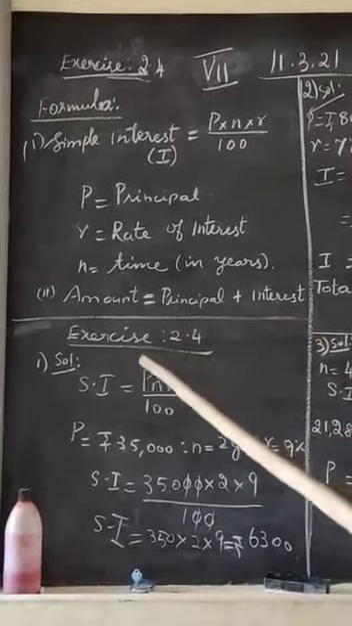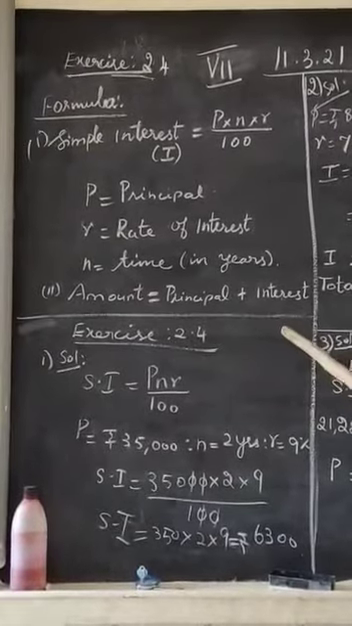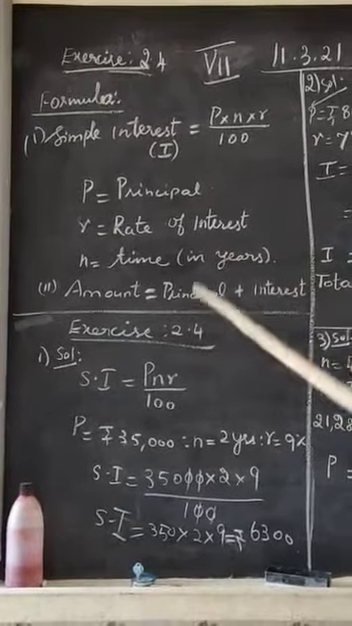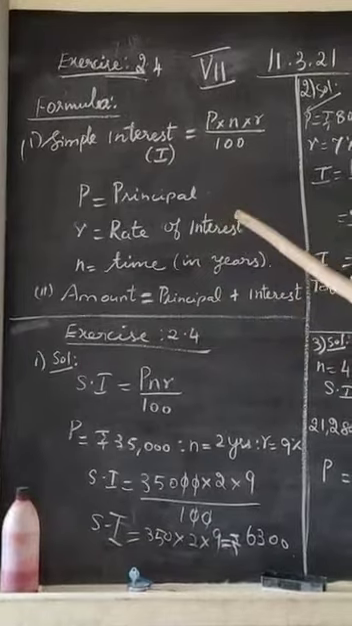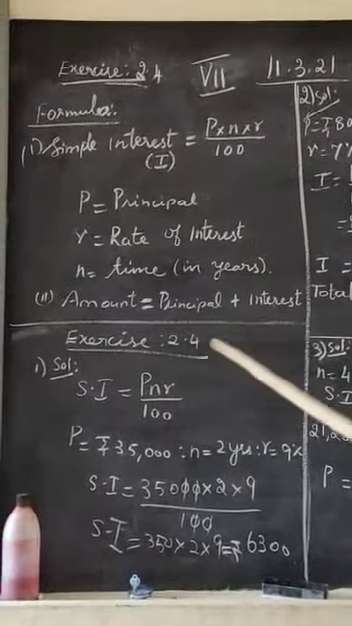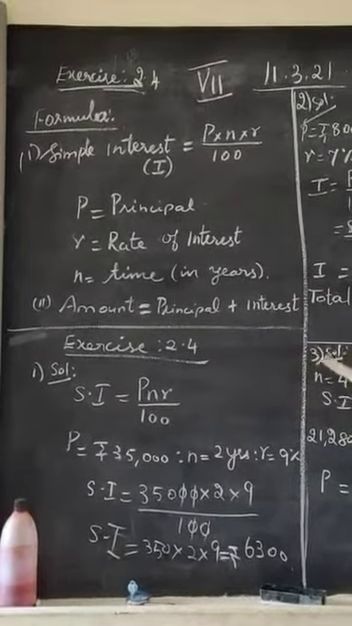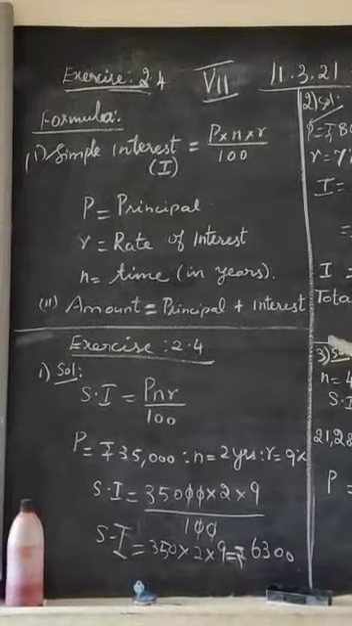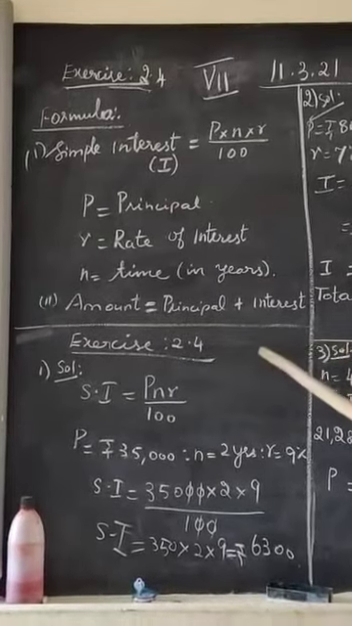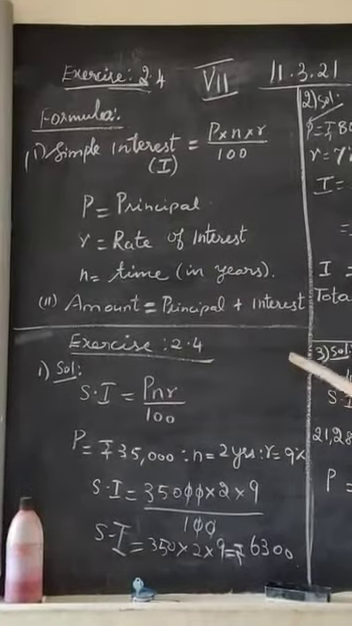Okay, next one is amount equal to principal plus interest. So in this formula, the principal means the investment amount. You have to calculate the value of amount, which means principal plus interest. So for the total value, principal value plus the interest, you have to calculate the interest formula to find the value of amount. Using this formula fully in this exercise 2.4.